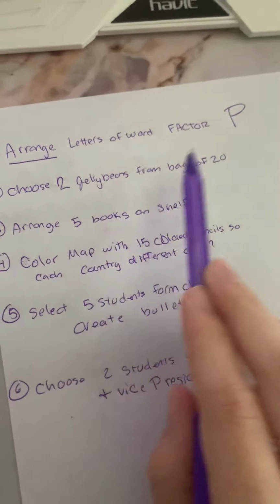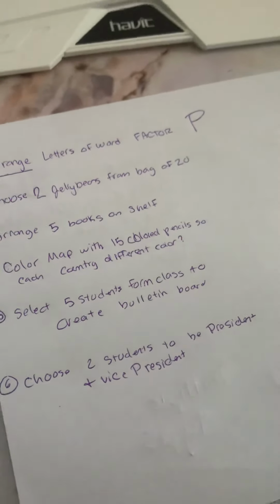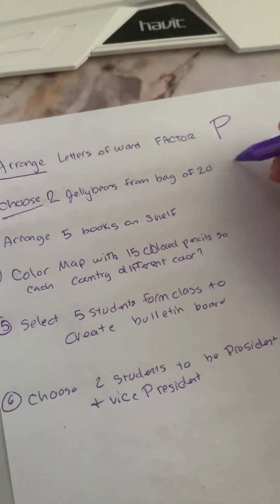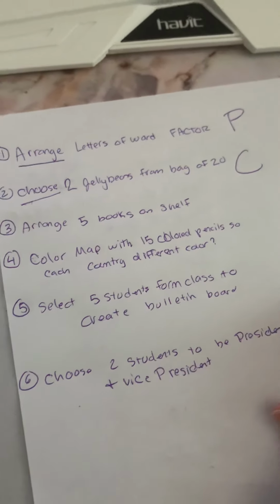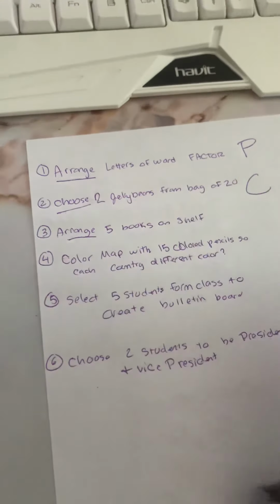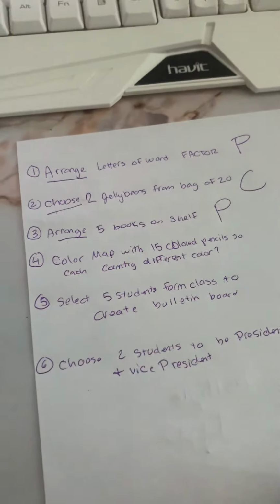Number 2, choose 2 jelly beans from the bag. So we're just picking 2 jelly beans out. Choose, that's another clue word, that's a combination. Number 3, arrange 5 books on a shelf. Right, so again, arranging is permutations.